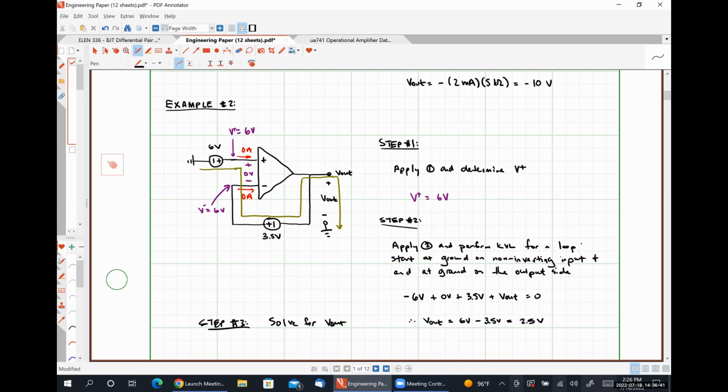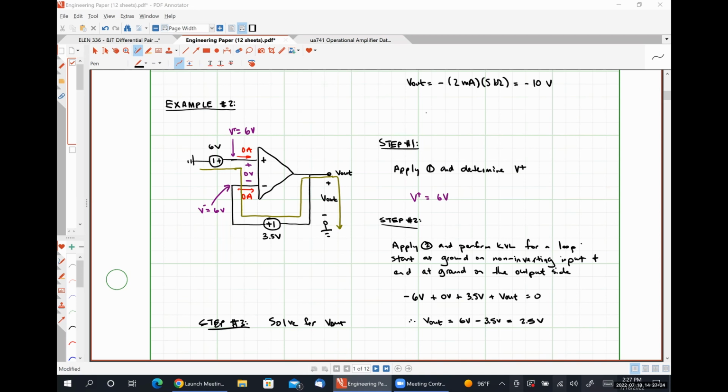The only time you will ever have to use this KVL method instead of the KCL method I outlined in the first example is if there is a voltage source that's placed between the inverting input node and the output node. If it's just a resistor or a wire or a capacitor, an inductor, really anything other than a voltage source, you can do KCL. But when there's a voltage source there, you need to do KVL.